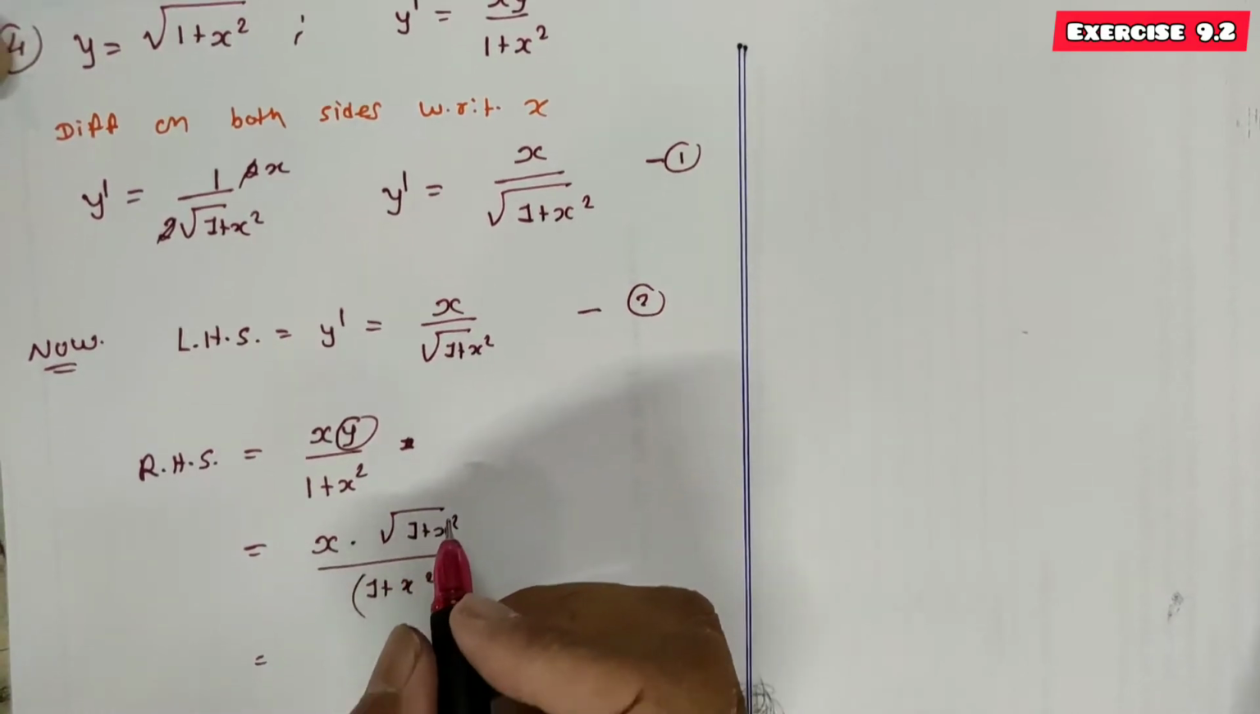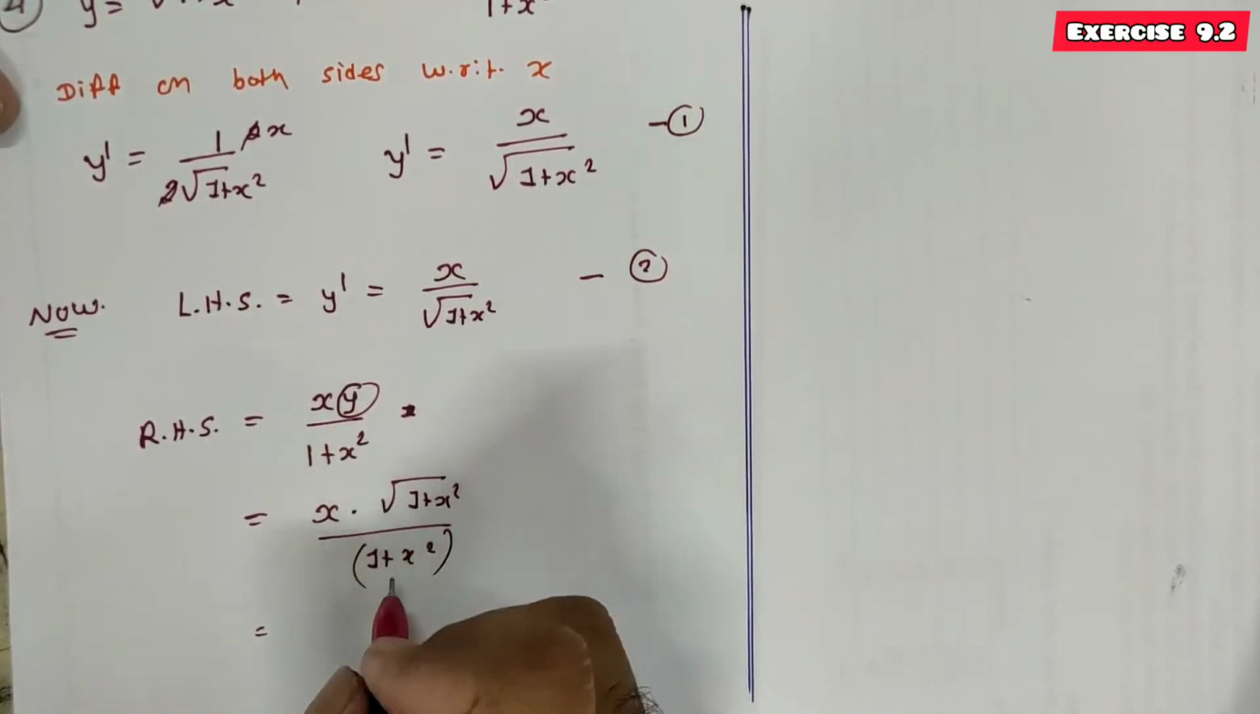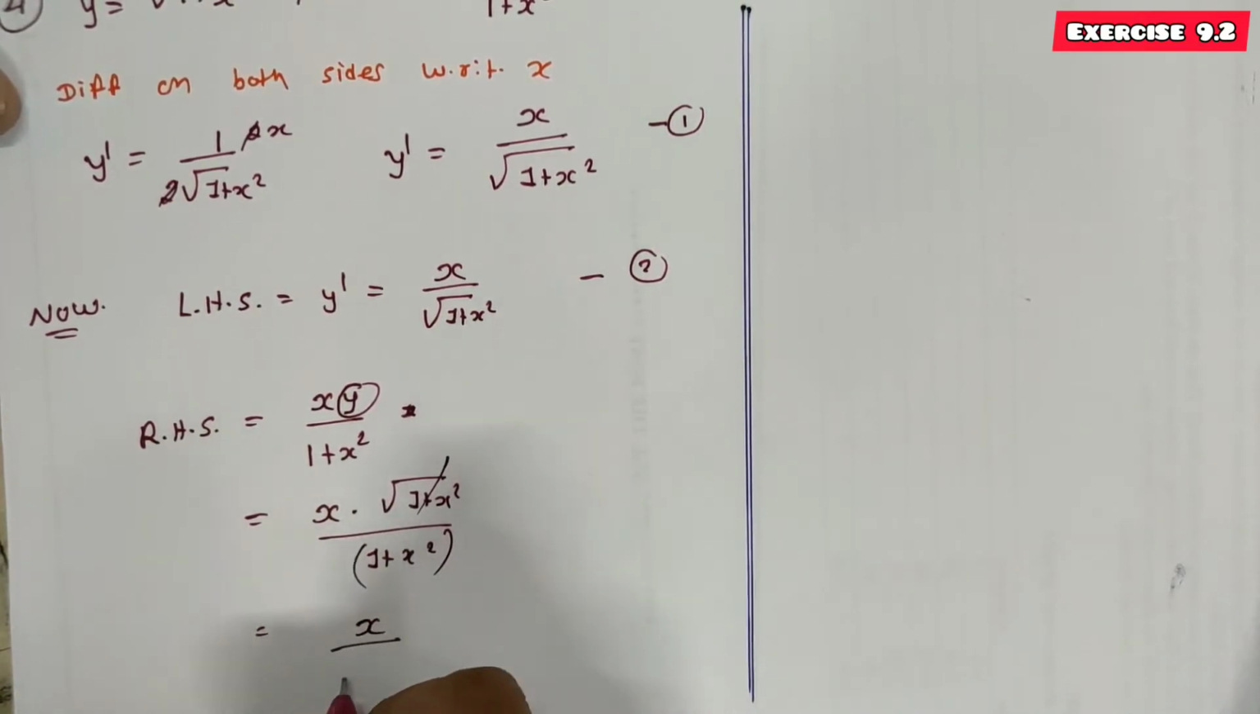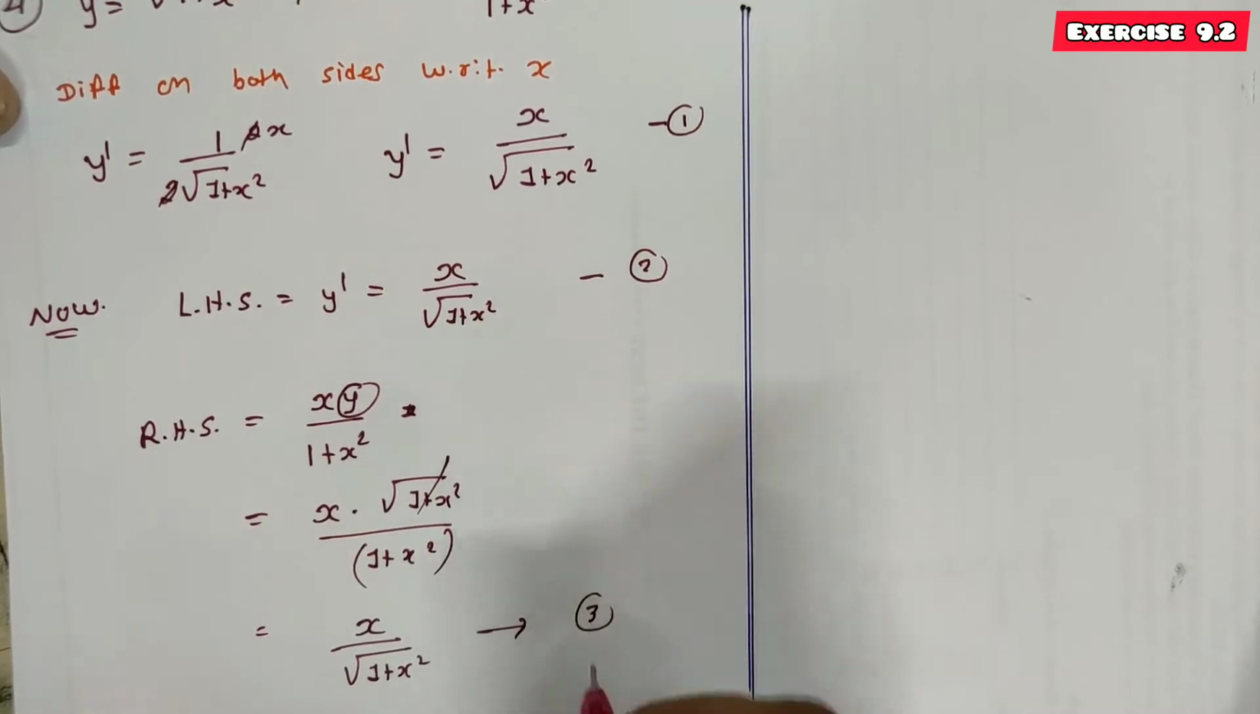This is square root of 1 plus x square. This is 1 plus x square. So x square root will cut. So it will be x upon square root of 1 plus x square. Say this one is result 3.